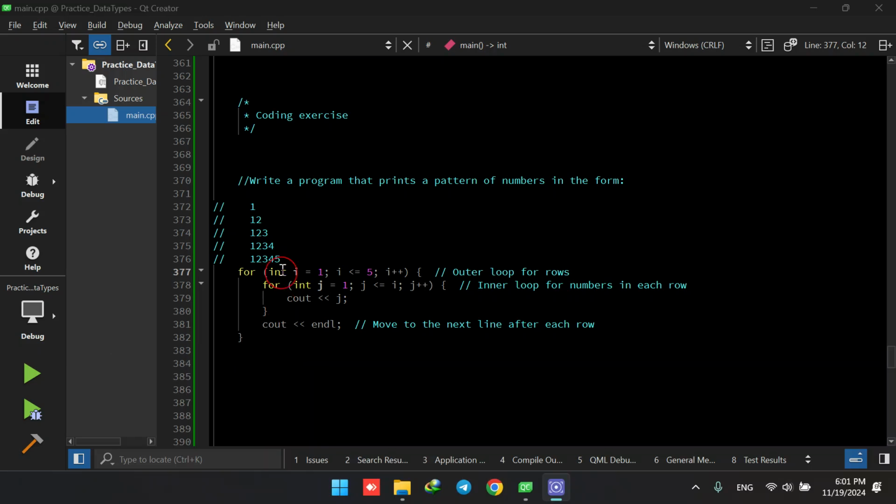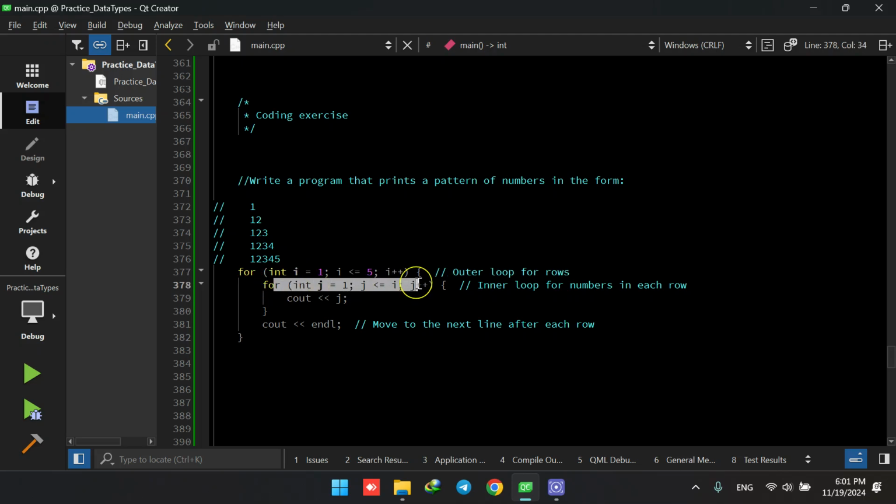Let's analyze the code. First we have the outer loop, which says integer I equals 1, I lower than or equal to 5, I plus plus. This is not something very strange. This we already had in many examples.